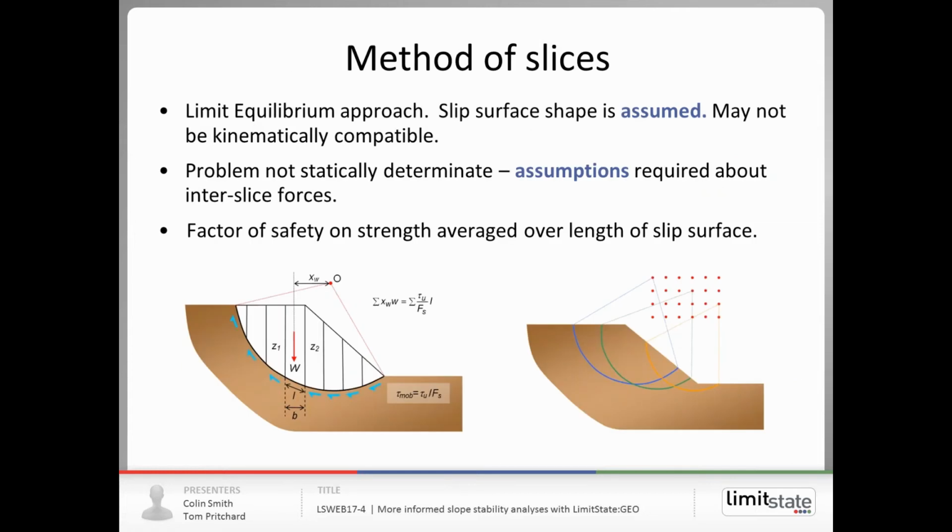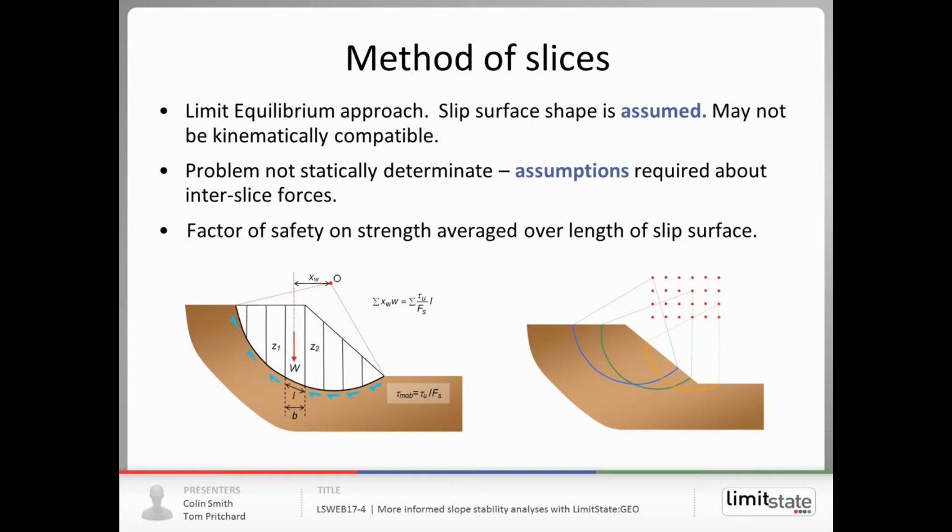The more general purpose approach, the method of slices, is a limit equilibrium approach. So here we have to make assumptions about the shape of the slip surface, which in many cases will be chosen to be circular, and where it is. And it's not necessary that that slip circle is kinematically compatible in a limit equilibrium analysis. Generally, the problem isn't statically determinate, so we have to make a number of assumptions about interslice forces in order to come up with a solution. The slices that are indicated in the diagram don't necessarily slide relative to each other.